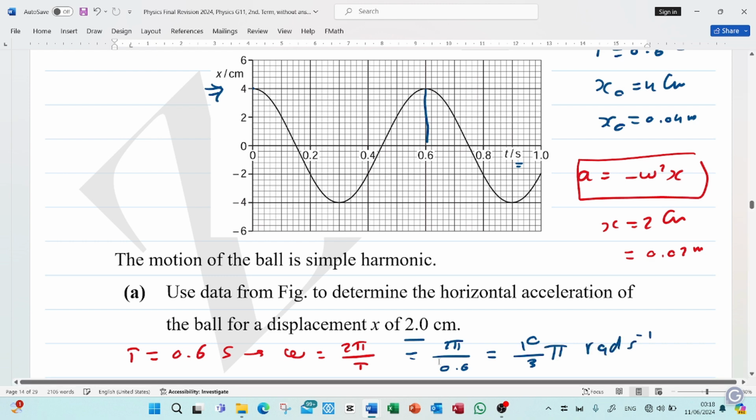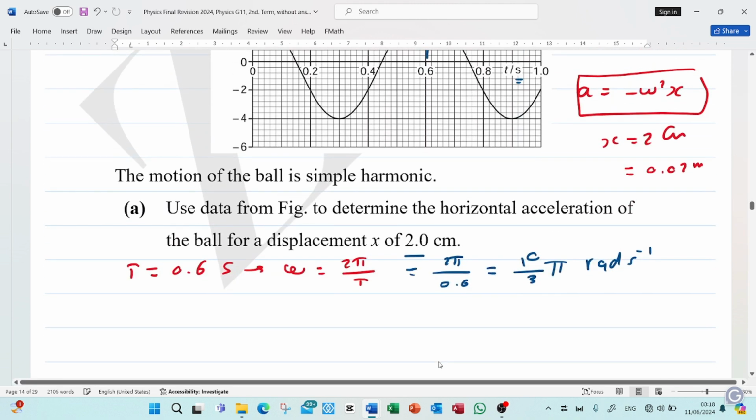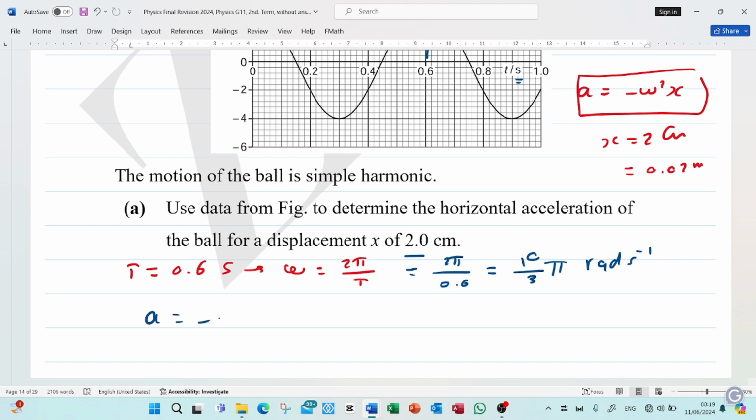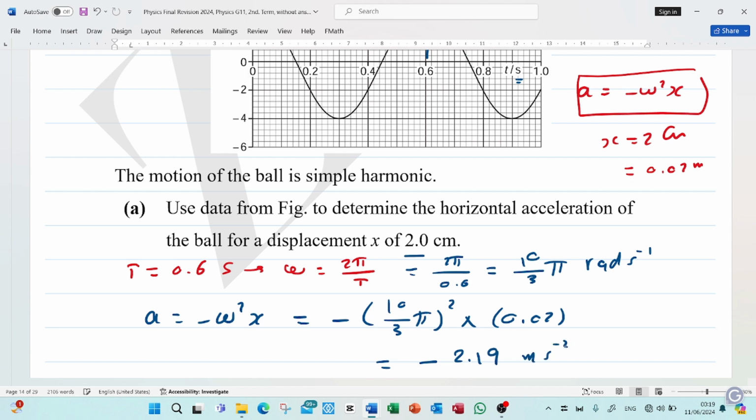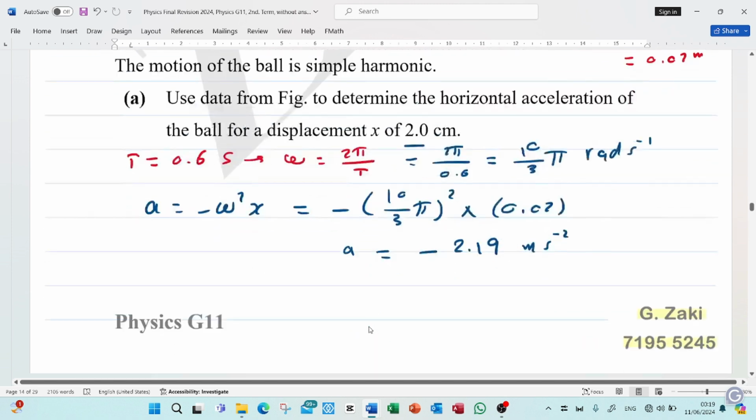Now we need to calculate the acceleration at this displacement. So the acceleration equals negative omega squared x equals negative open bracket, omega is 10 over 3 pi, all squared, multiplied by x, 0.02 meter. The answer will be negative 2.19 meter per second squared. This is the acceleration. Next question.